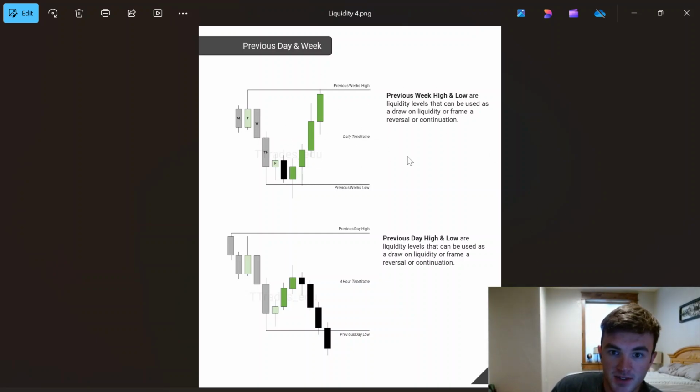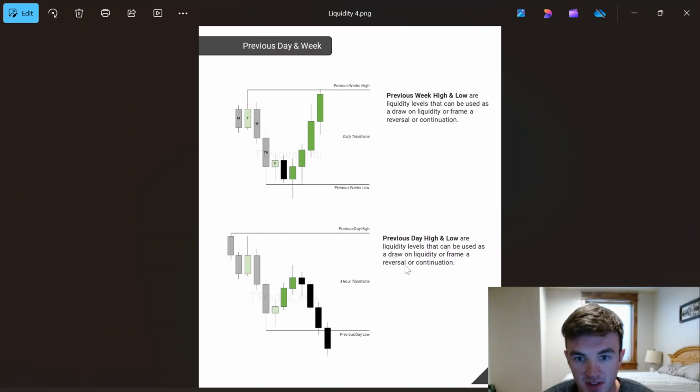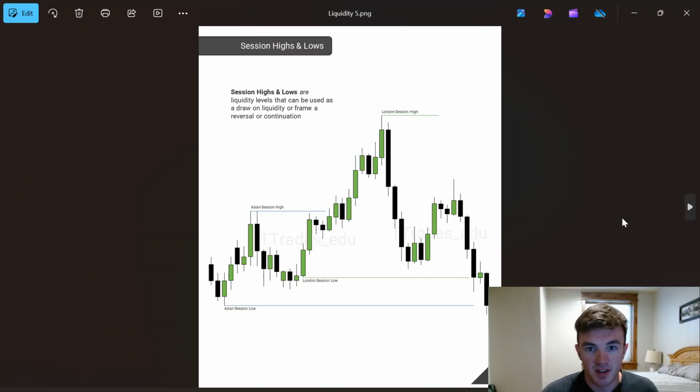Previous week's highs and lows are often used as significant liquidity targets or draws on liquidity, and previous days' highs and lows are also significant liquidity targets. So the market will purposefully come and run through your previous days' highs and lows and your previous week's highs and lows. It's important to mark these out on your chart and use them to frame where the market's going to go in the future, the next week and the next day. It will help you in your trading immensely.